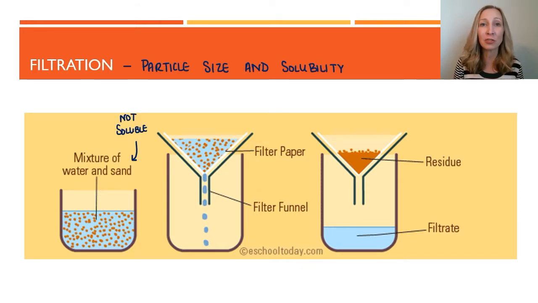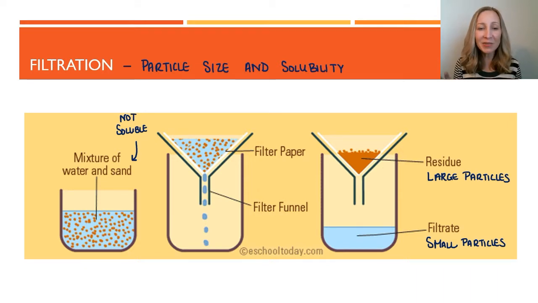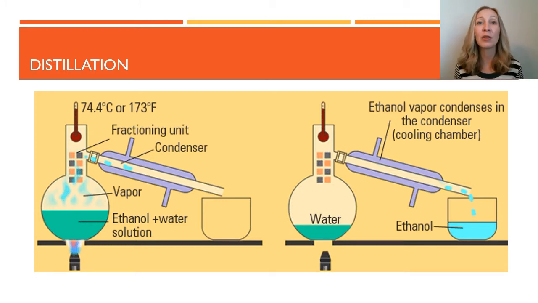Now what a filter does is it separates out the larger particles, we'll call this the residue, from the smaller particles. The water molecules are much smaller than the salt or the sand particles, so the water can go through the funnel and the filter paper, and the sand stays behind. Now, the reason why I keep saying salt is because you can also separate a mixture of salt and sand this way. Only this time, because the salt is soluble in water, the salt will dissolve and go through the funnel with the water.